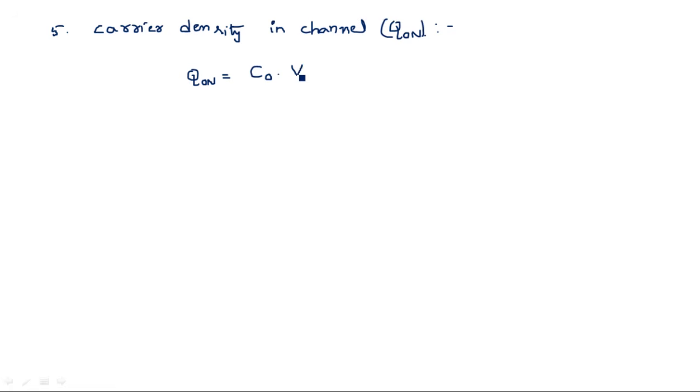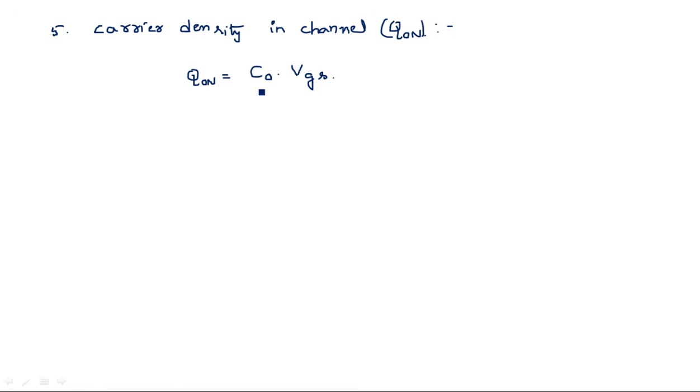carrier density in channel. Carrier density in channel is Q on. That Q on is expressed as Q on is equal to multiplication of capacitance C0 into voltage VGS applied between gate and source terminals. See here, Q on is equal to C0 into VGS.